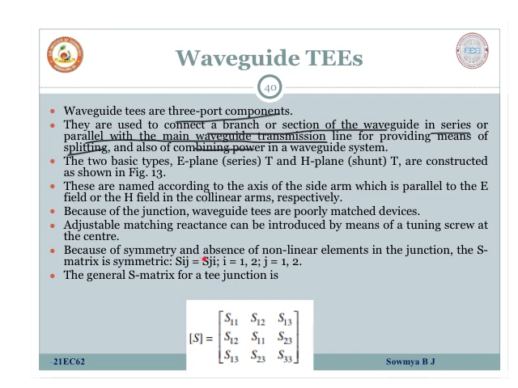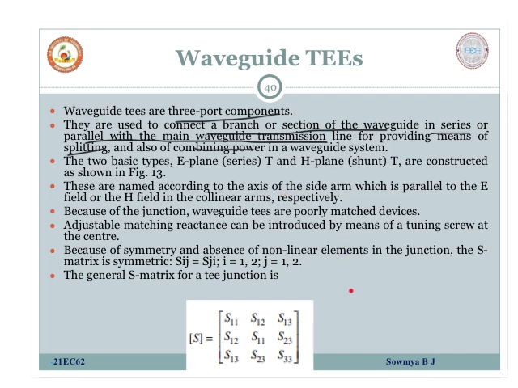Now, because of symmetry and absence of non-linear elements in the junction, the S matrix is symmetric. This is a very important property of the waveguide T, because it has the symmetry property, and in the junction there is an absence of non-linear elements. So, the S matrix is symmetric. It means we can say that Sij is equal to Sji. I value may be 1 and 2 and J value may be 1 and 2, if I consider this 3 cross 3 matrix for this waveguide T junction, the E-plane T junction or the H-plane T junction.